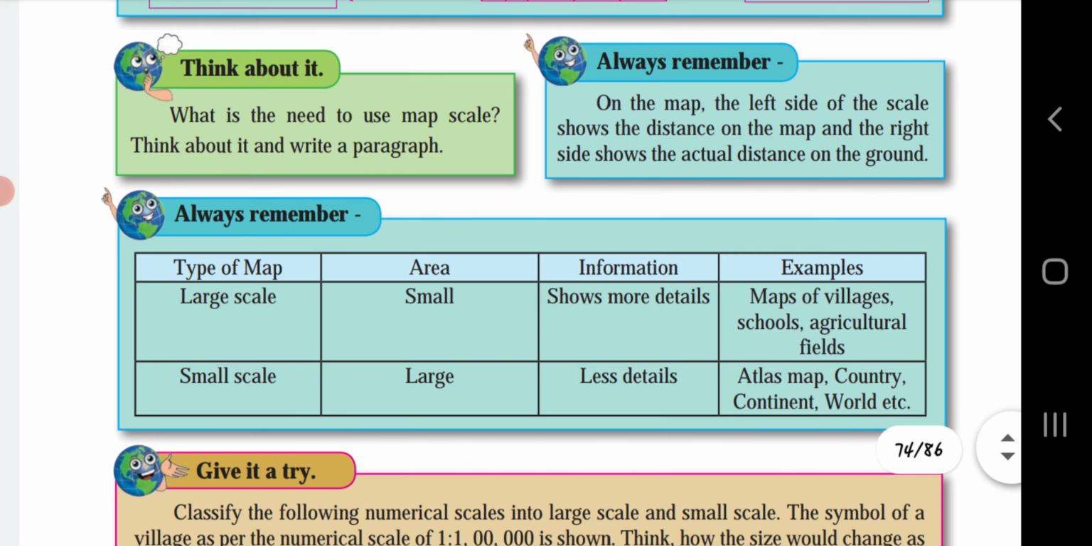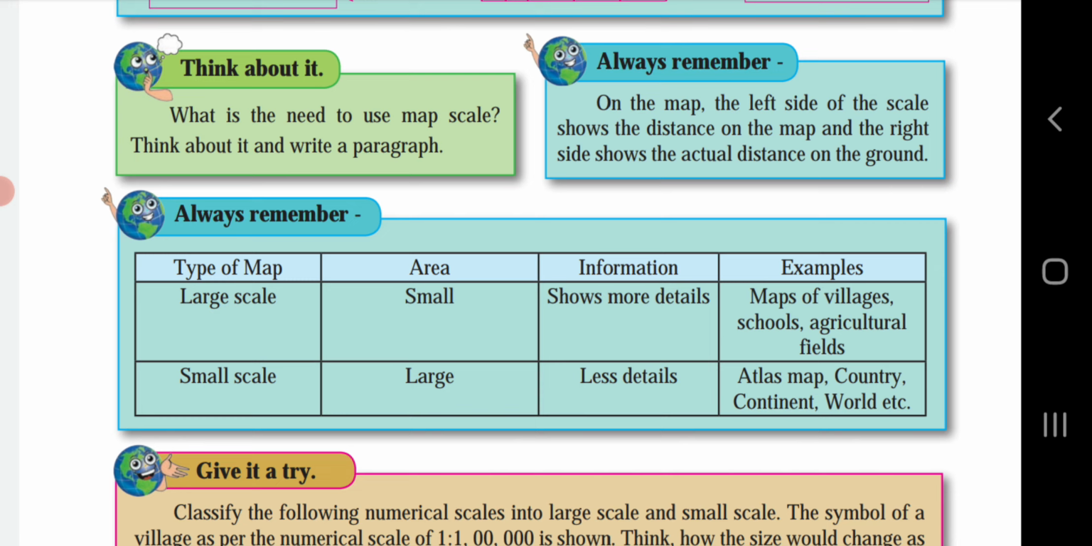Next, always remember, on the map, the left side of the scale shows the distance on the map and the right side shows the actual distance on the ground. Always remember the types of map, large scale and small scale. These are the two types. In large scale, a small area is shown. On small scale, a large area is shown.